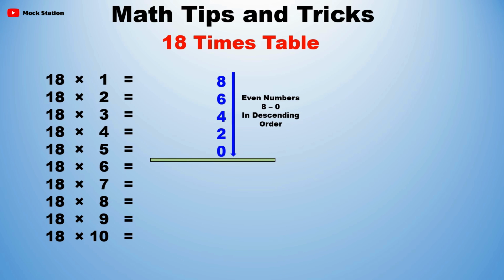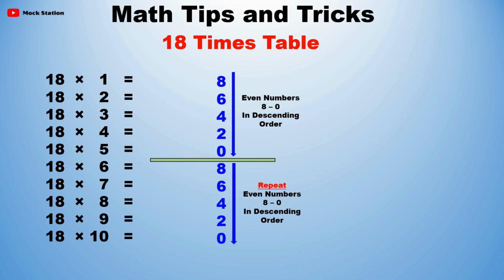And next, repeat it once more in the same order. That is 8, 6, 4, 2, and 0. Then, for the tens digit, write down the first 5 odd numbers in ascending order. So, we get 1, 3, 5, 7, and 9.